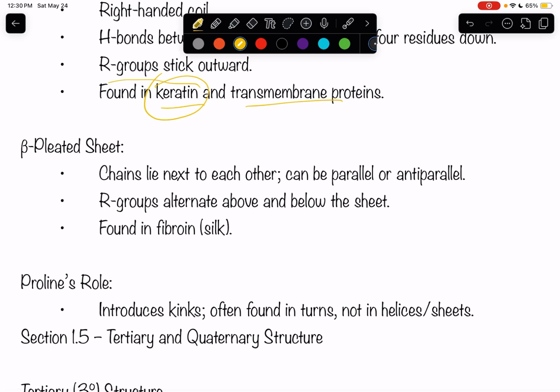Beta sheets are chains lying next to each other. They could be parallel or anti-parallel, so they could be found in two different forms. That's pretty much the significance of that. They're found in silk, and the R groups alternate above and below.